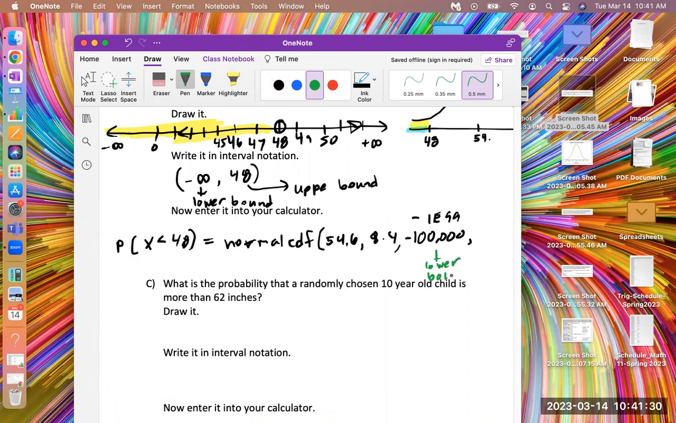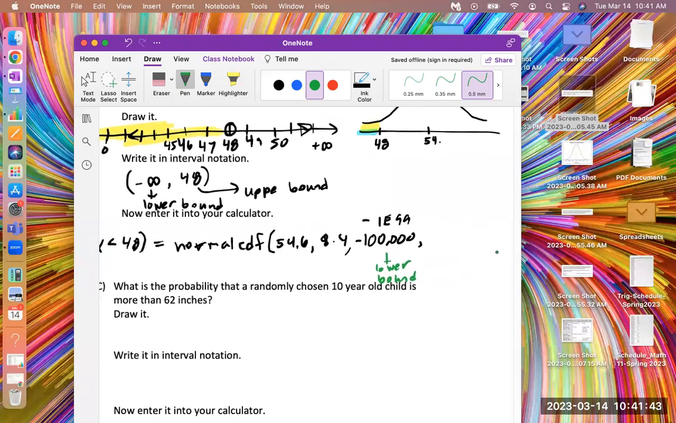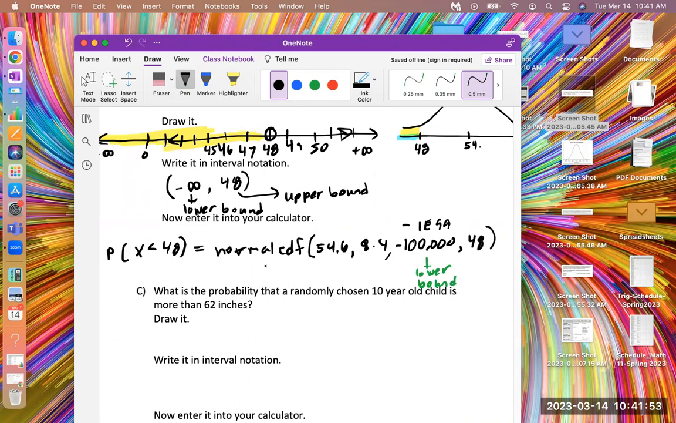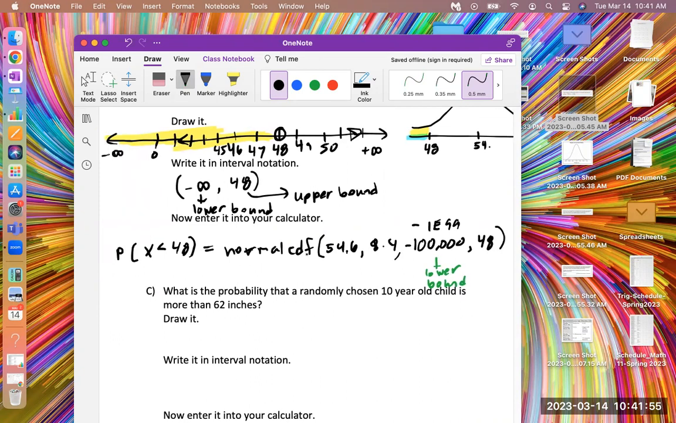But like I said, some calculators, not all, will accept negative infinity. So you could put a really large negative number, like negative 100,000, or you could put negative 1e99. And then the upper bound is right here, so that's the 48. Then I would close parentheses, and that's how I would calculate it on the calculator.